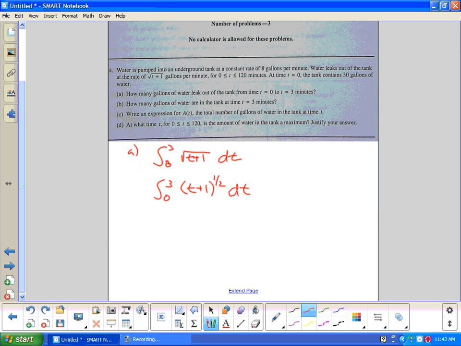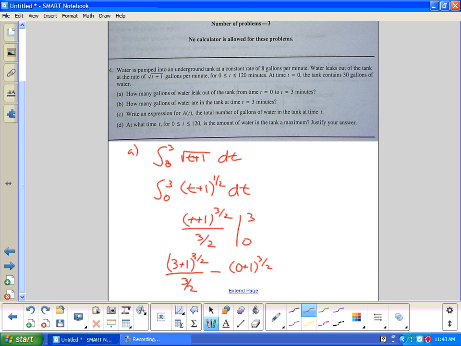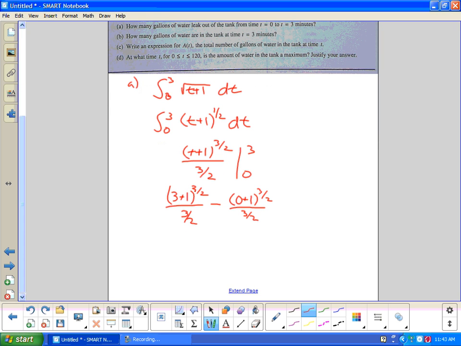You can just add the 1 up here, so it's (t plus 1) to the 3 halves over 3 halves from 0 to 3. And if I plug this in, I might not even simplify. I would write (3 plus 1) to the 3 halves over 3 halves minus (0 plus 1) to the 3 halves over 3 halves. And I agree, it can turn into 2/3, but I probably would just leave it. What do I get?